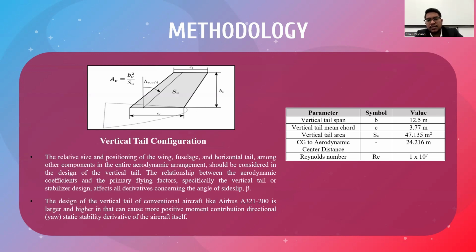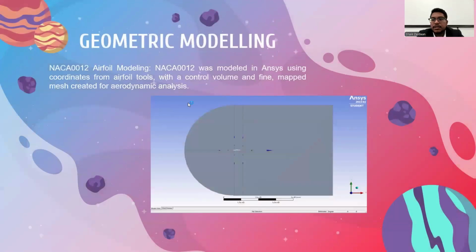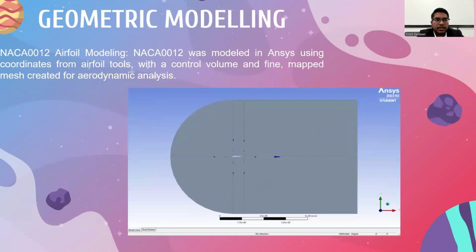The vertical tail of a conventional aircraft like the Airbus A321 is large and tall, which can cause more positive contribution to the directional yaw and static stability derivative of the aircraft itself. The geometric modeling: the NACA 0012 airfoil was modeled using ANSYS Workbench, using coordinates from airfoil tools, with a control volume and a fine mapped mesh created for aerodynamic analysis.